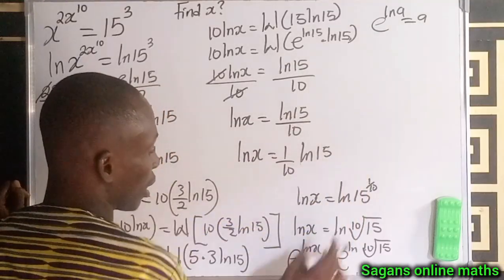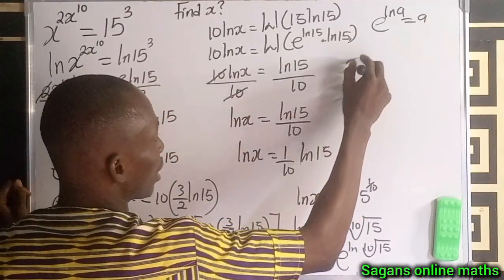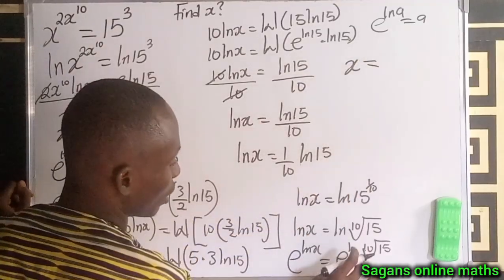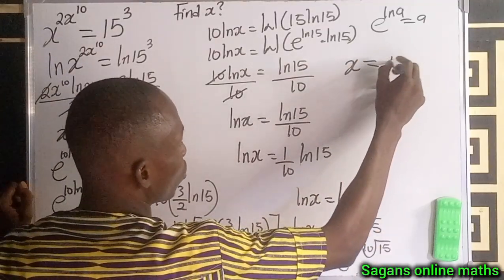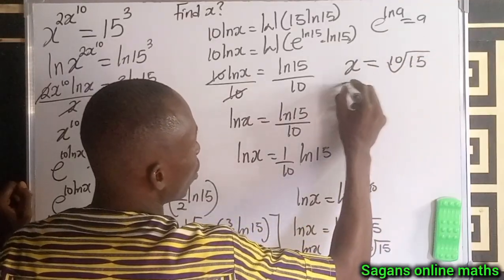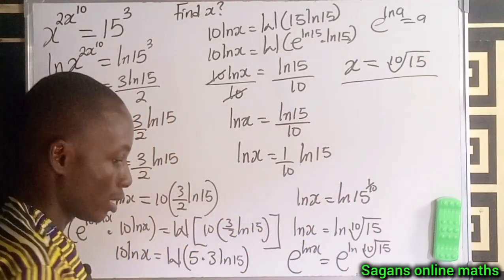At this point we want to have just x, so that means x will be e to the power ln s, which will just give us x equals to what? Then e to the power will give us the 10th root of 15, and this is the value of x that satisfies this equation.